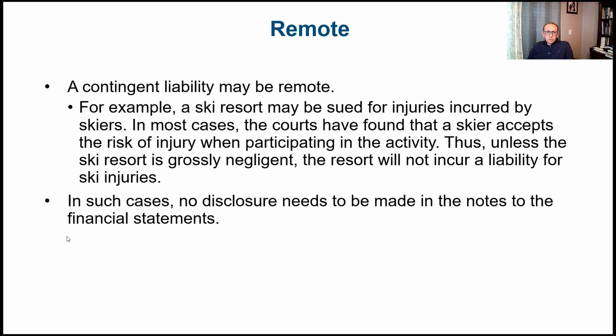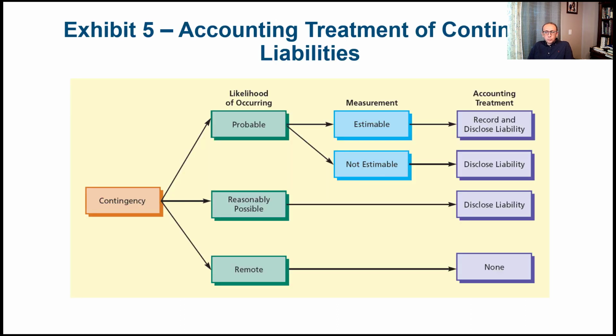So the next chart here actually is a good way of thinking about contingencies, and let me start with the same sequence we presented. So if it's probable and it's estimable, right? Here's the likelihood of occurring, or the chance or probability of happening, and the measurement, which is being able to calculate the amount. If it's probable and we can estimate the value or the measurement, then in this case we record it and we disclose it in the financial statements.